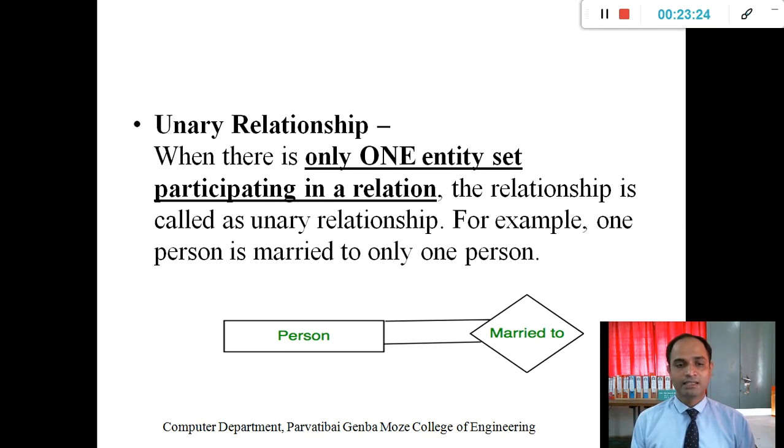Then we can say that that is a unary relationship. That is simple: the concept is mentioned with only one entity set participating in a relation. A person is an entity set, again it's a relationship with itself, right?